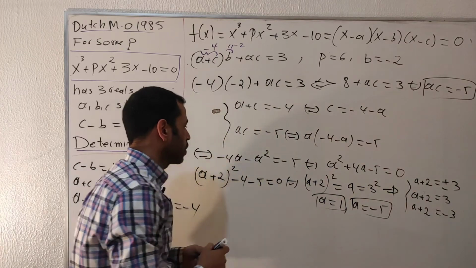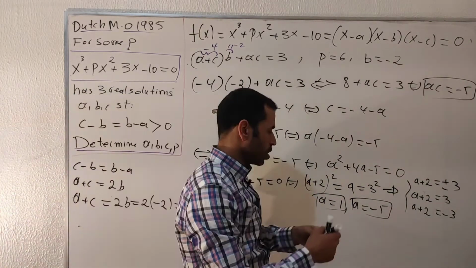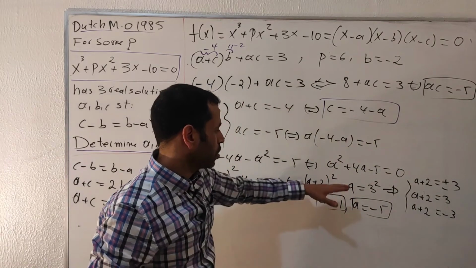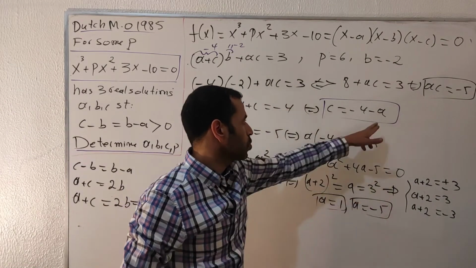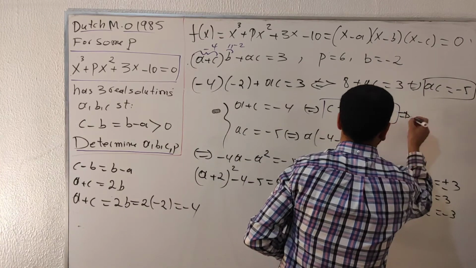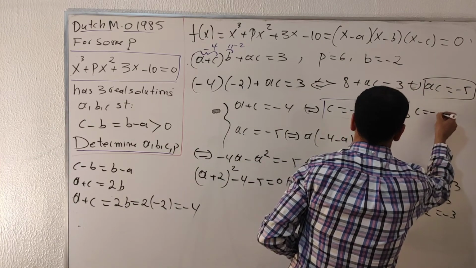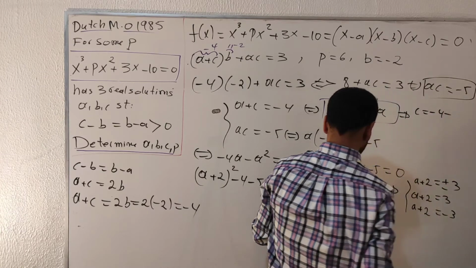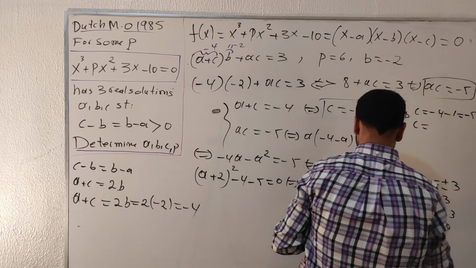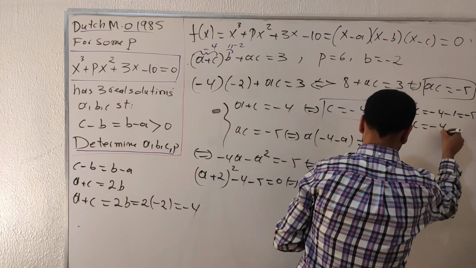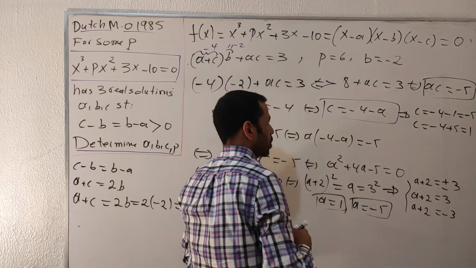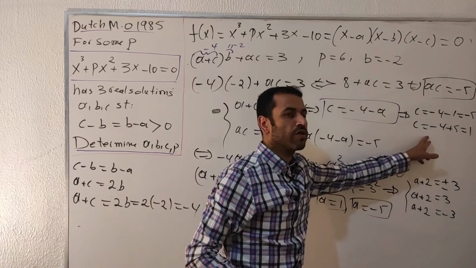Then I'm going to find C. Since we have this expression, I'm going to take advantage of it by replacing A to find C. It is very simple. C is going to be minus 4 minus 1, which is minus 5, or C is going to be minus 4 minus minus 5, which is plus 5, which is 1. So I get two values of A and two values of C.